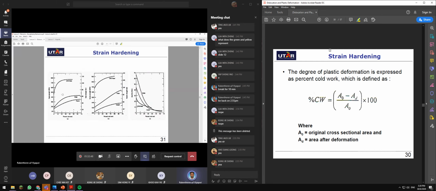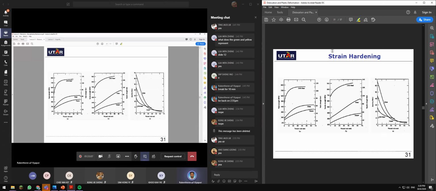So some examples of strain hardening. As the percentage of cold work increases, the yield strength increases. Notice that it will eventually come to a saturation point where there will be no increase in yield strength. When you increase more, it will break. That is where fracture happens. So that is what I mean by controlled environment.